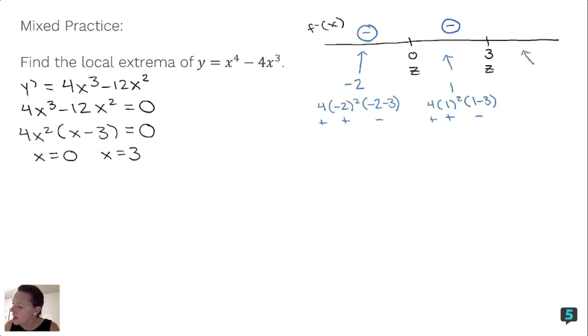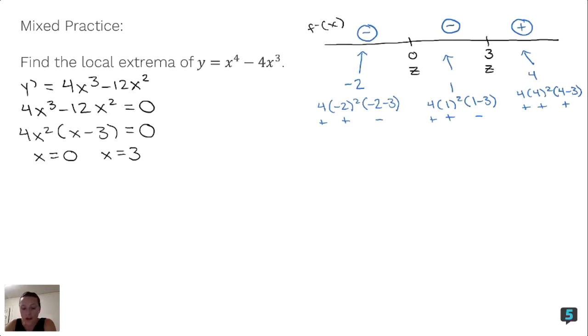And what do you want to plug in greater than 3? In that interval from 3 to infinity. 4. Sounds great. So we're going to have 4 times 4 squared times 4 minus 3, giving me positives across the board. So 3 to infinity, f prime of x is positive on that interval.